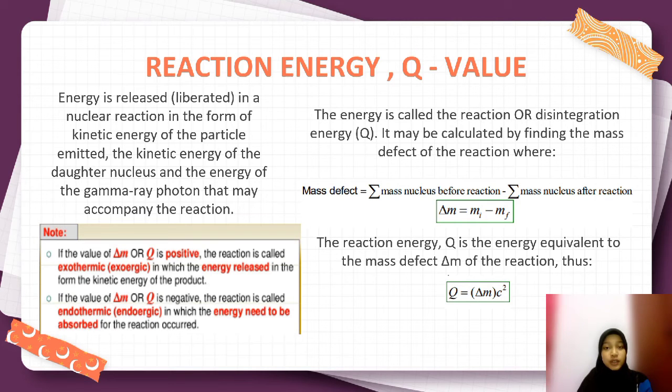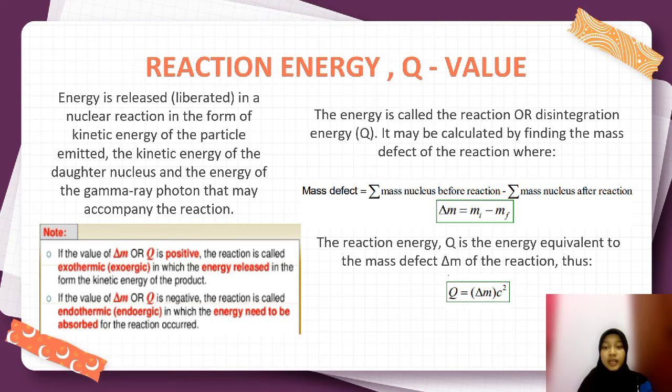Reaction energy or Q value. Energy is released in a nuclear reaction in the form of kinetic energy of the particle emitted, the kinetic energy of the daughter nucleus, and the energy of the gamma ray photon that may accompany the reaction. The energy is called the reaction or disintegration energy, represented by Q.